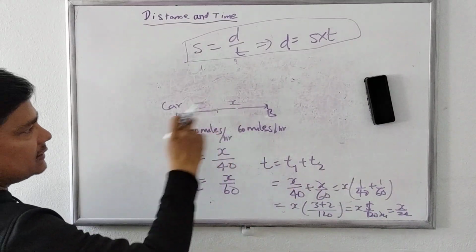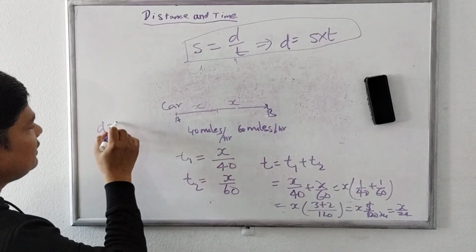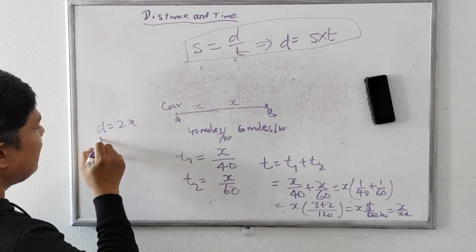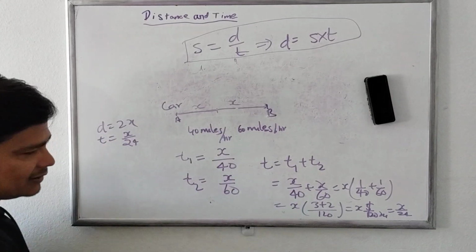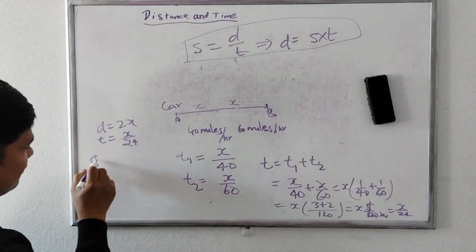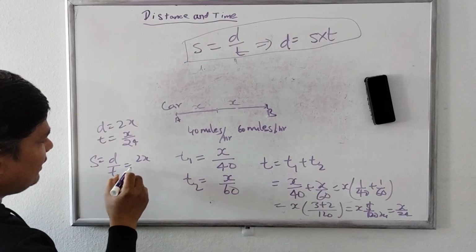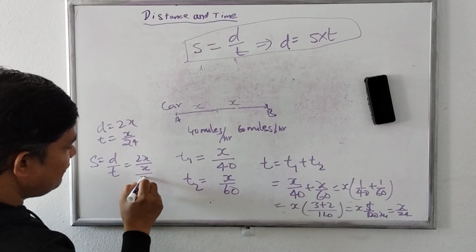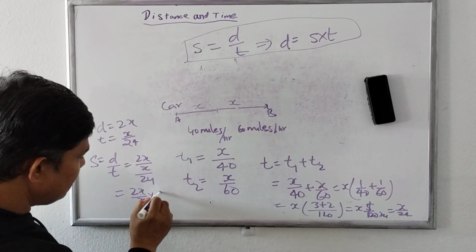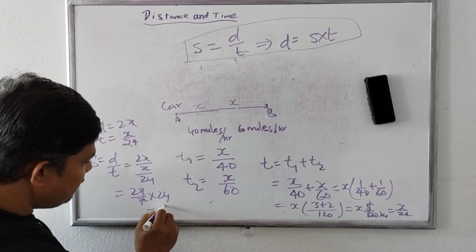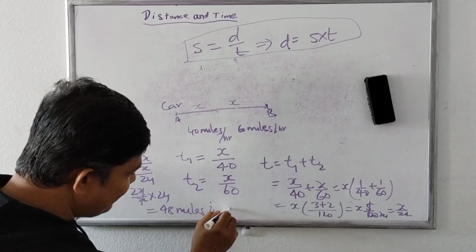Now what is the total distance between these two places? x plus x, so total distance is 2x and total time is x by 24. Can you compute the speed? Yes, speed equals distance by time. So distance is 2x and time is x by 24, which means 2x divided by x by 24, which is 48 miles per hour.